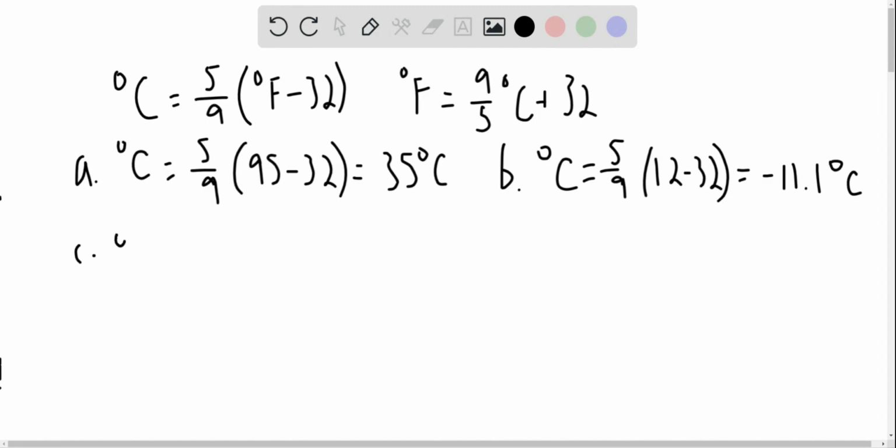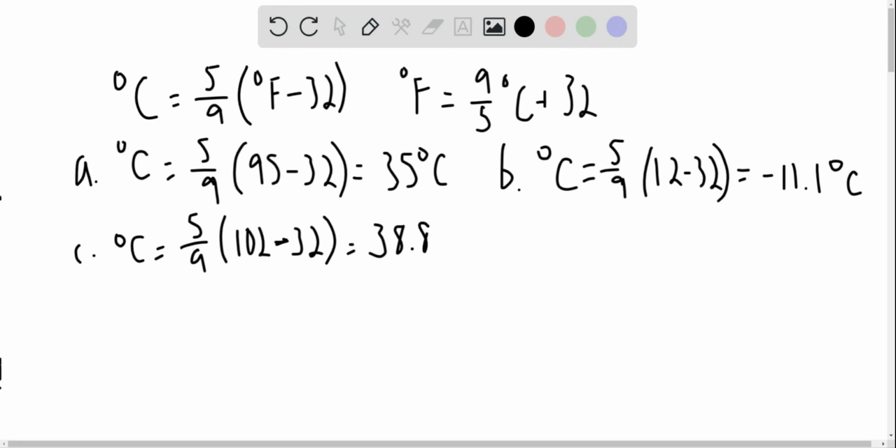And now for our next question, the number is 102 degrees Fahrenheit. So again, the same equation because we want to find degrees Celsius from Fahrenheit. And it will be a positive number because 102 is greater than 32. And you should get 38.8 degrees Celsius if you just plug that into your calculator.